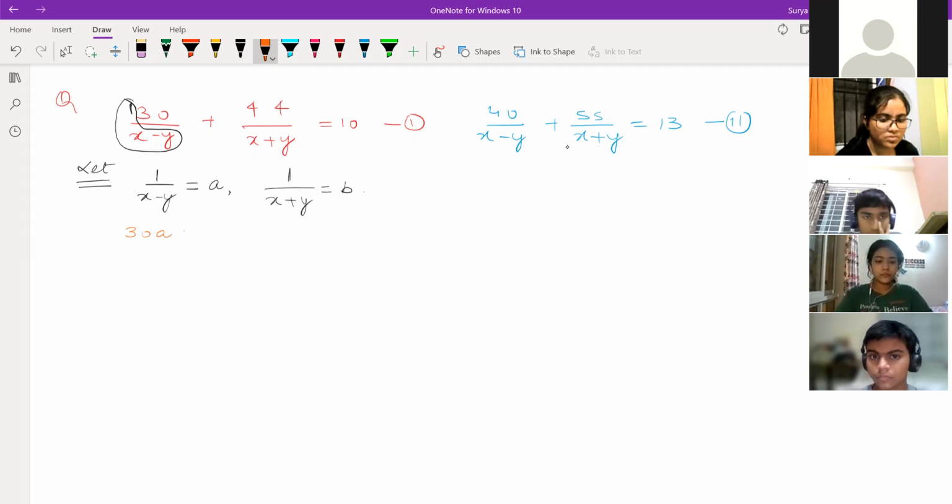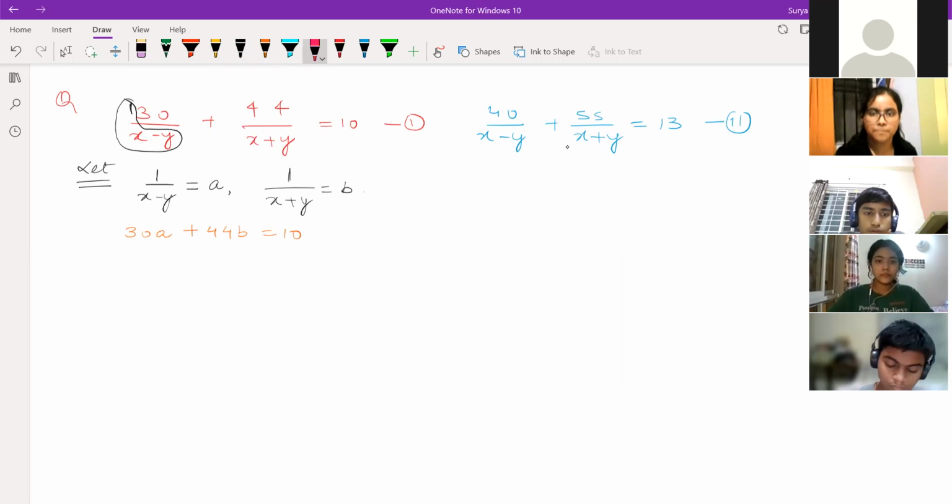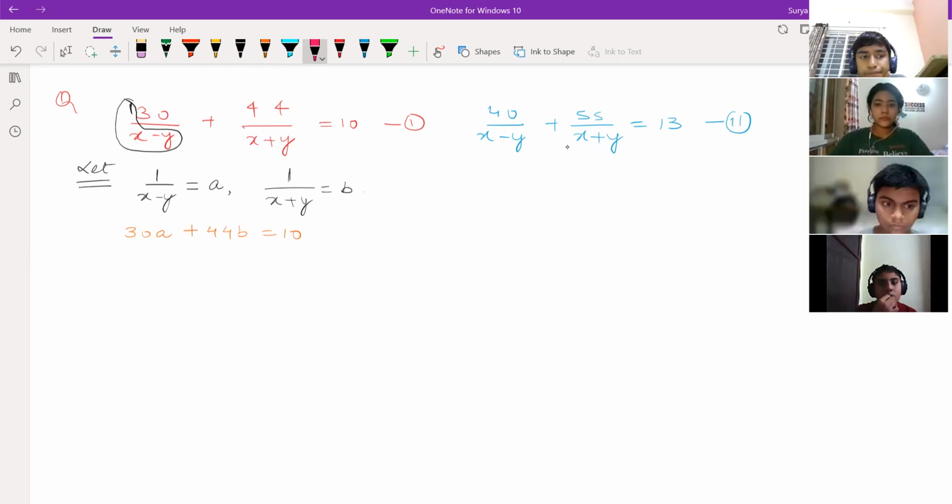What you'll get for the first equation? 30a plus 44b is equal to 10. Okay, this is clear to everyone? Akshat, is it clear to you? Sairitvik? Yes, sir. The second equation is 40a plus 55b is equal to 13. This is small a, this is small b, okay?